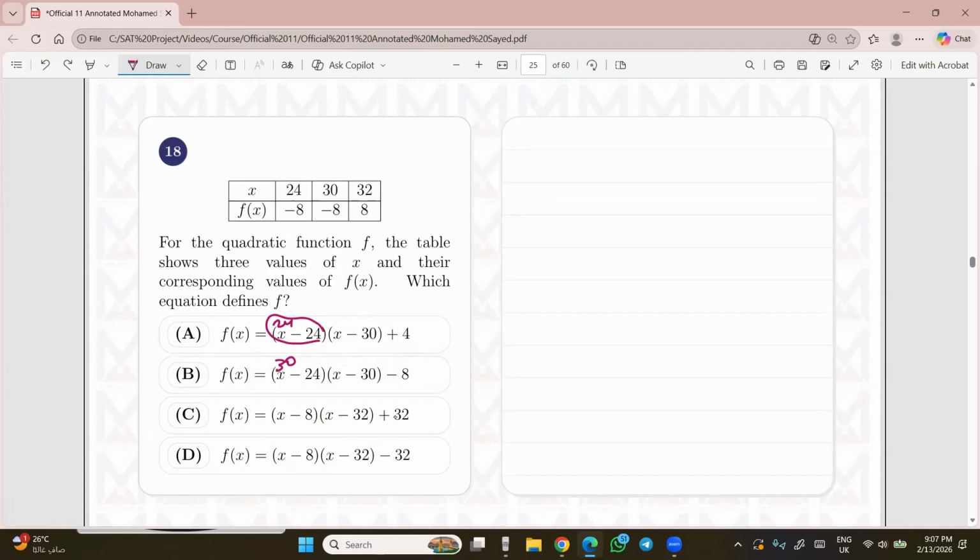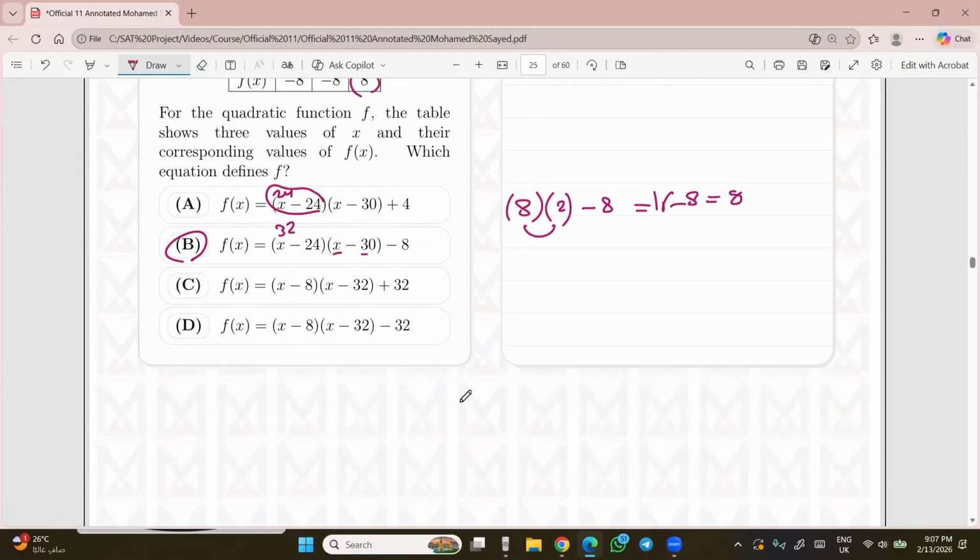Let's check the last part, which is 32. 32 minus 24 is equal to 8. And 32 minus 30 is equal to 2, minus 8. 8 times 2 is 16, and 16 minus 8 is equal to 8, which is also given here, so B is the correct one. That's how to answer this very simple question by starting from the answers.